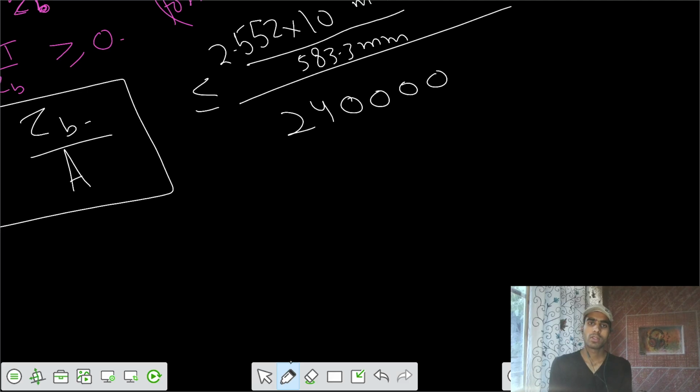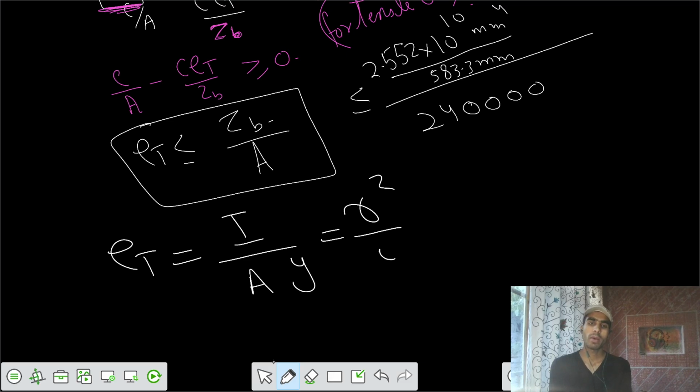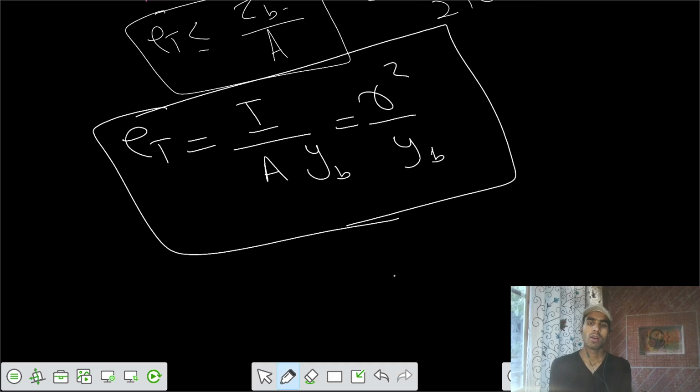244 times 0. So we can also solve it by that. If I say that this is e_t equals I by A, and we have that value of y also, so this is actually r square by y bottom. That is the radius of gyration square divided by y bottom. This is your general equation for a non-symmetric section, so you can keep this as a note.